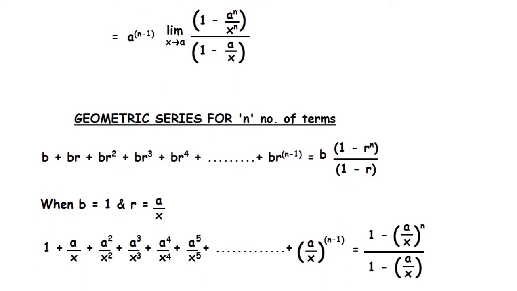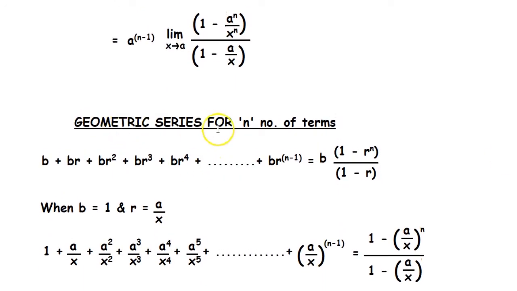So have a look at this geometric series. Here we have a geometric series for n number of terms. So here the first term is b and the common ratio is r. So the first term will be b, the second term will be b into r, and the third term will be br into r, that is br squared. Similarly, we can get the other terms. This will go on for n number of terms. The nth term will be b into r to the power n minus 1.